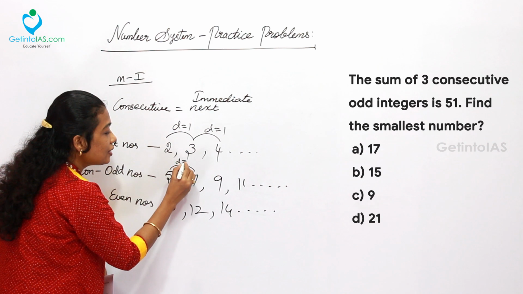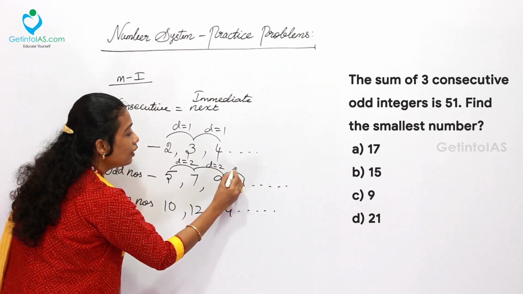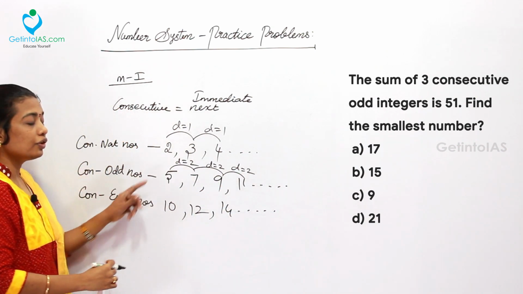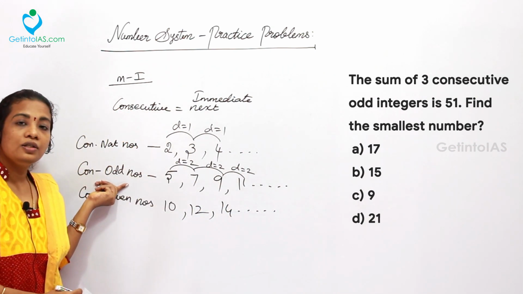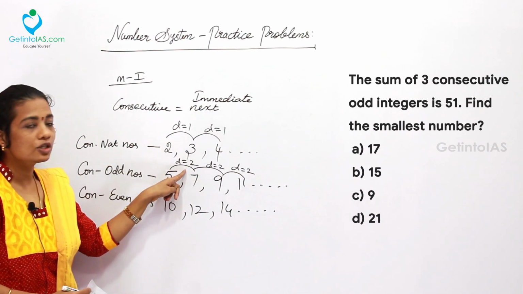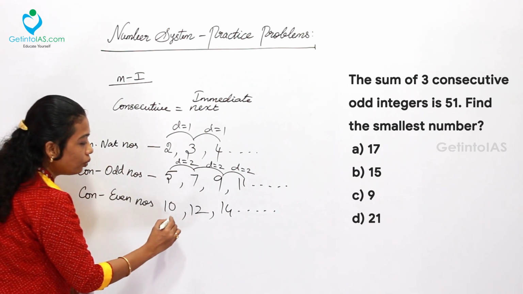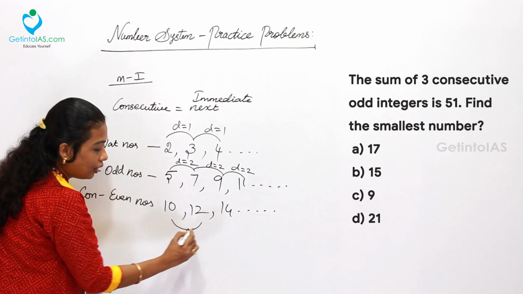Here the difference is 2. Here also the difference is 2. Here the difference is 2. So the difference will be 2 for any consecutive odd numbers. It may be 3 digit, 4 digit, whatever it is, the difference will be 2. Consecutive even numbers, now check it out. What is the difference?